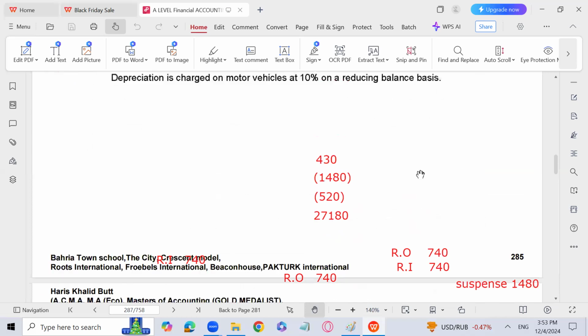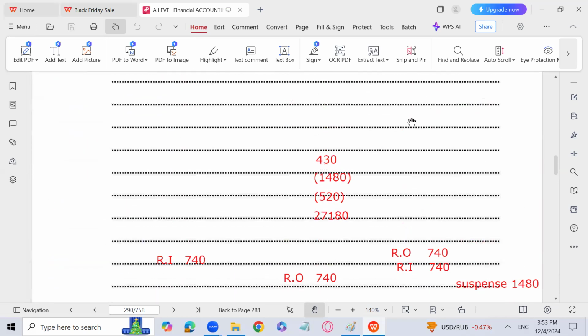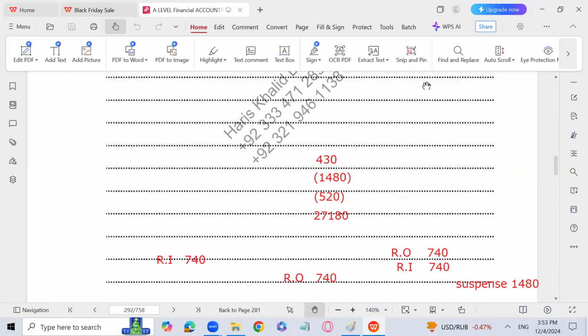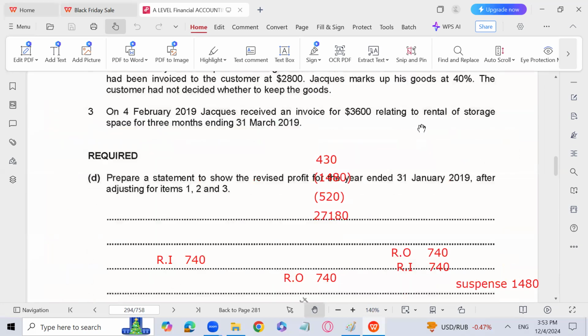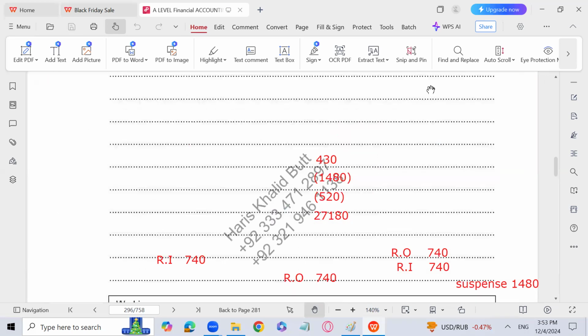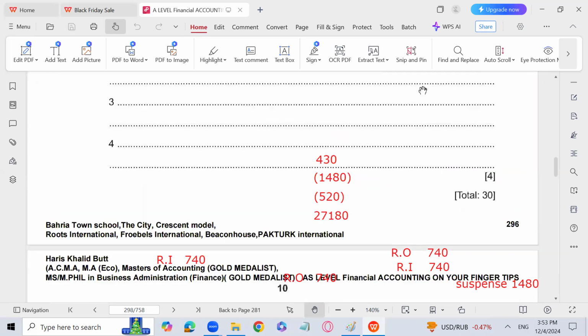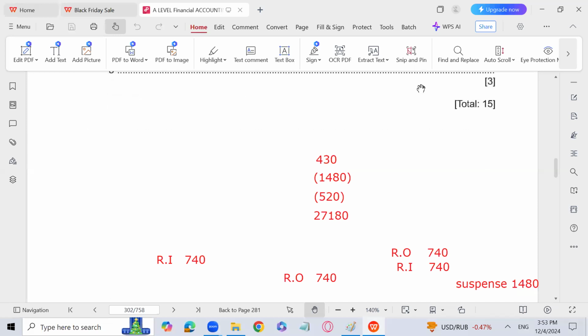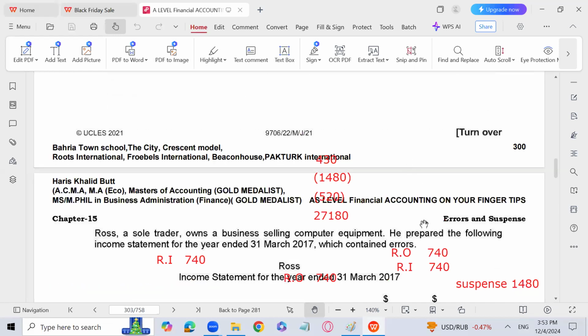So from tomorrow, we are going to solve those questions in which you have to prepare a corrected statement of financial position. We need to find the corrected profit, obviously, and then you have to prepare the corrected statement of financial position, which is, I can't say a very difficult task, an easy task, but you need to be a little vigilant in this regard to solve such a type of question.